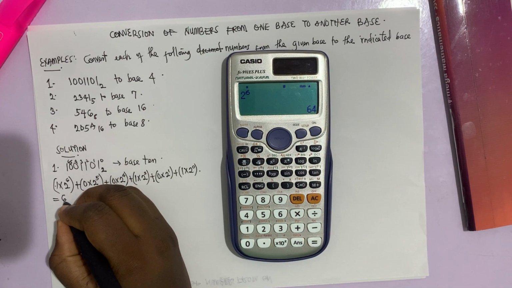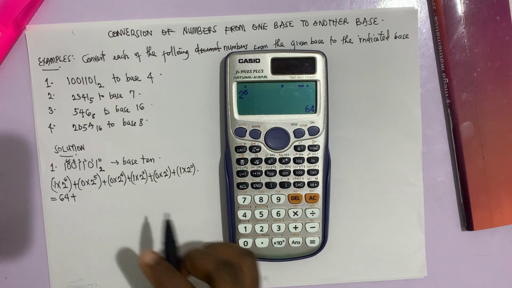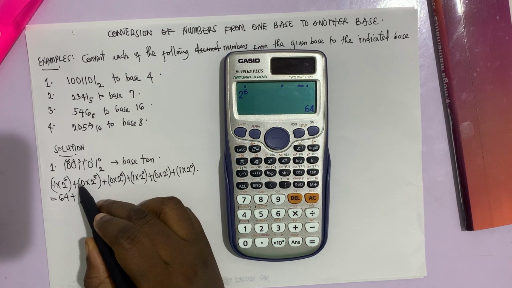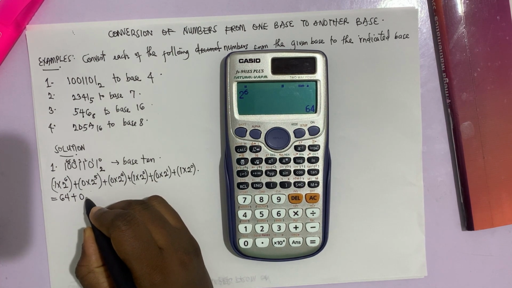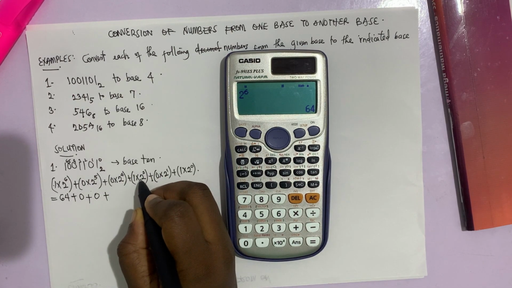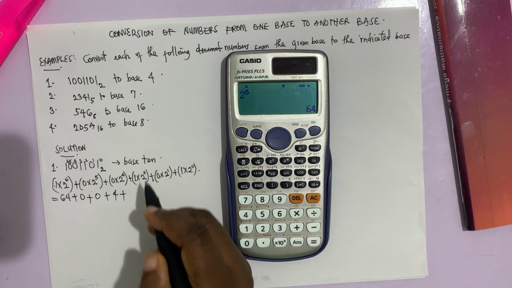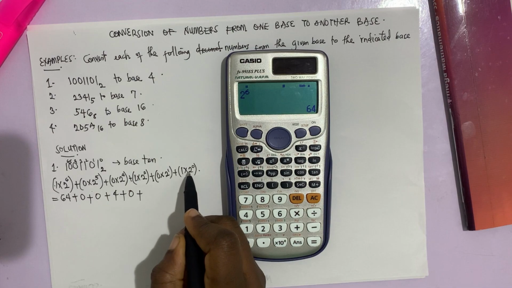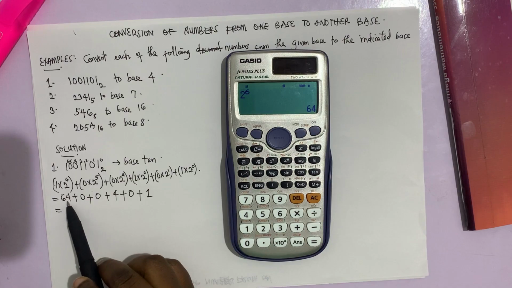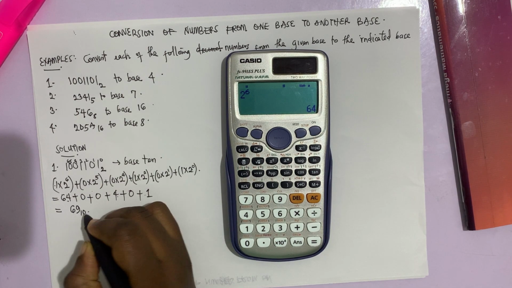1 times 64 will give us 64 plus. Now, for a MathSense student, would you know that 0 times anything is 0? So you don't need to bother yourself with what 2 raised to power 5 is, because this will eventually give you 0. Also, this one will become 0, and this would become 2 raised to power 2 is 4. 4 times 1, 4. This will become 0, and 2 raised to power 0 is 1. 1 times 1 is 1. So this becomes 64 plus 4 plus 1, and that will give us 69 base 10.